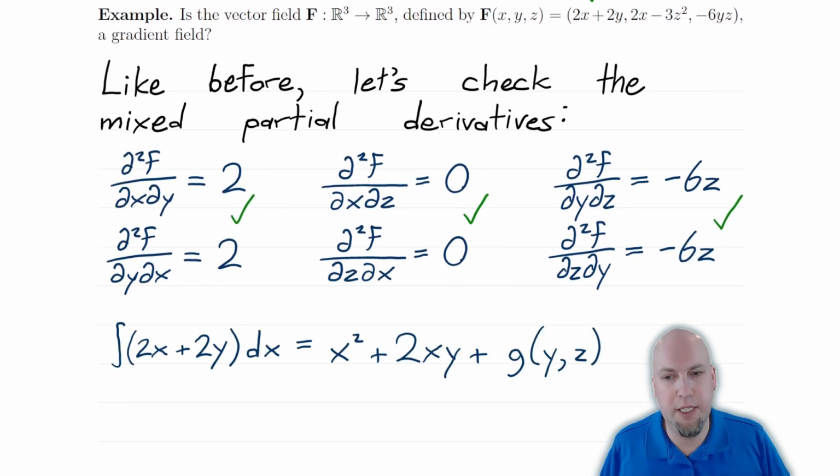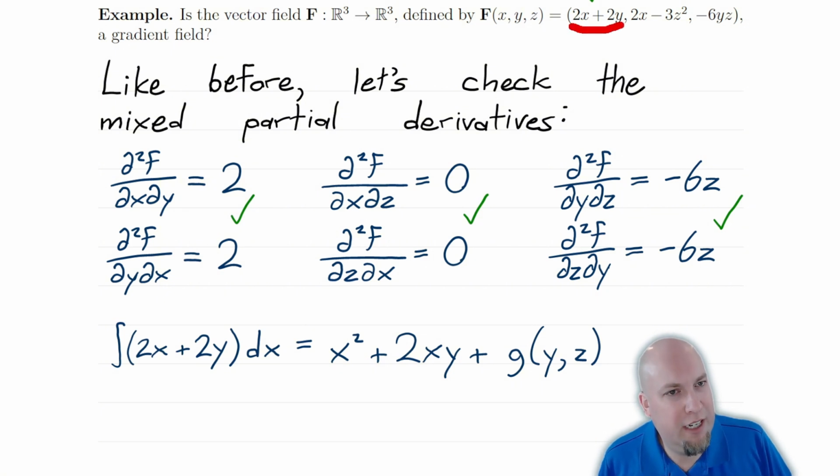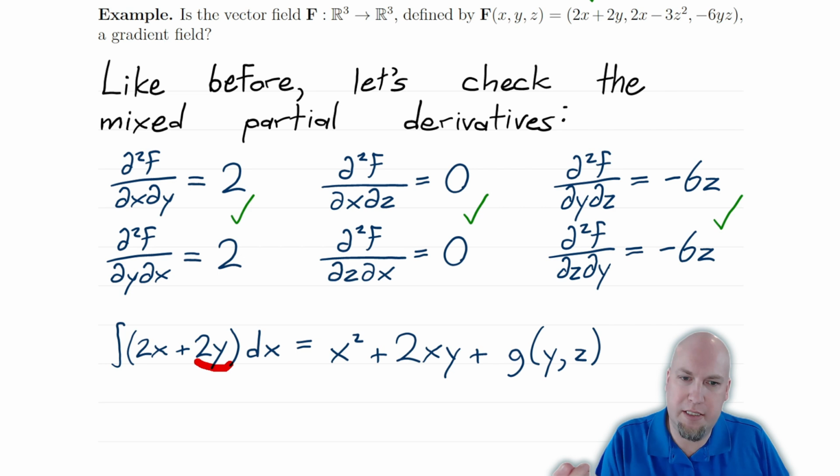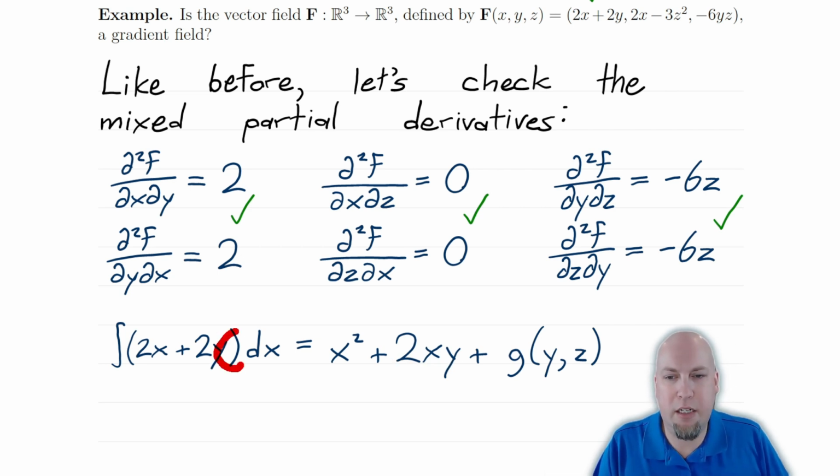So what I'm going to do is say, okay, this is the x partial derivative of my potential function. So I'm just going to integrate it with respect to x. And what happens when I do that? Well, the 2x becomes an x squared. 2y is a constant as far as x is concerned, so it just becomes 2xy. And then I have to add on a constant as well, right?